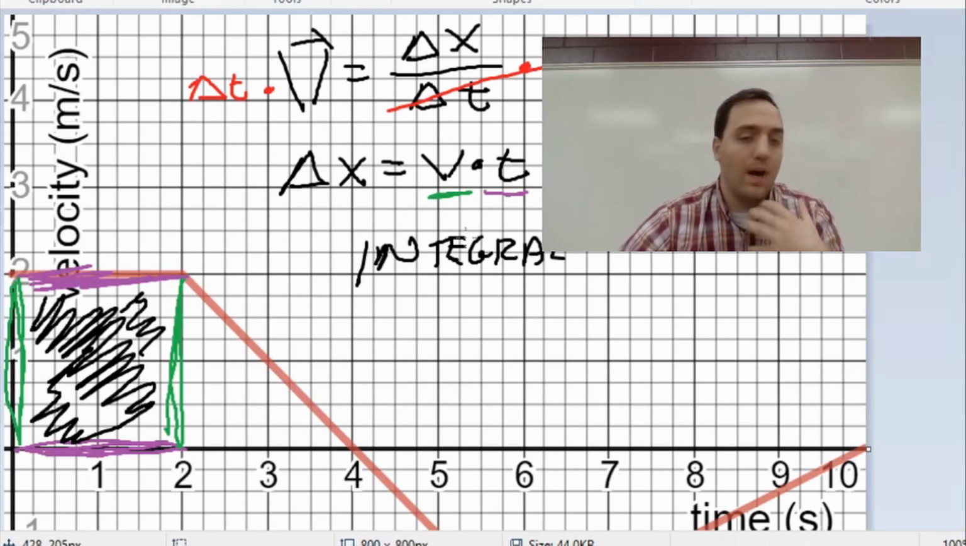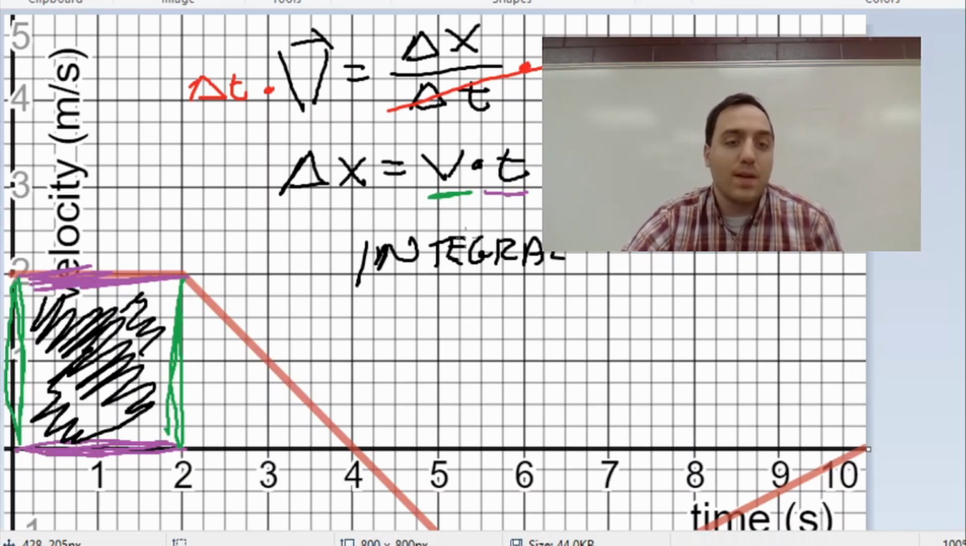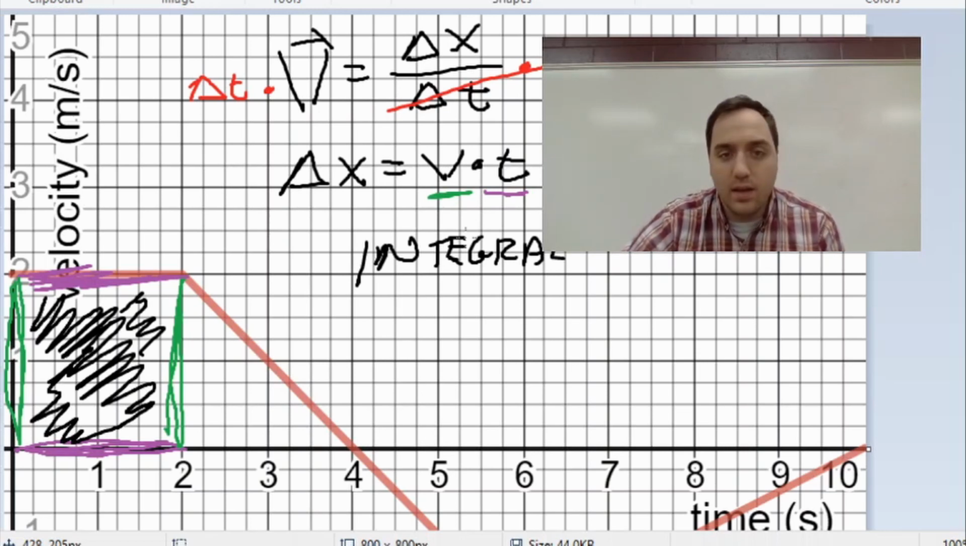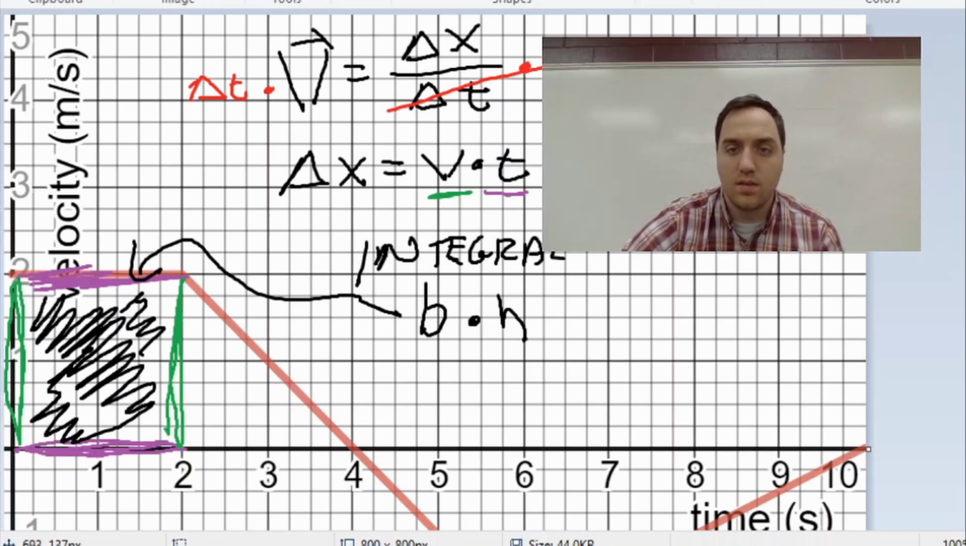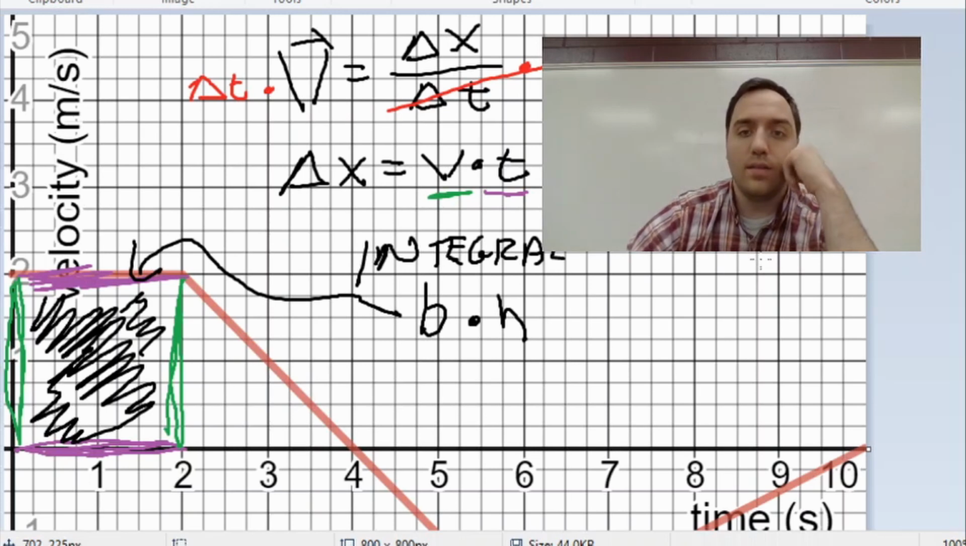Now, I'm not expecting you to do calculus, but I am expecting you to be able to find the area. Area of a square or a rectangle is just base times height, or v times t. So in this case, this is 2 wide and 2 tall. Always remember, you've got to be between the line and the x-axis. So in this case, in the first 2 seconds, delta x equals 2 times 2, or equals 4. Okay, that's pretty cool.